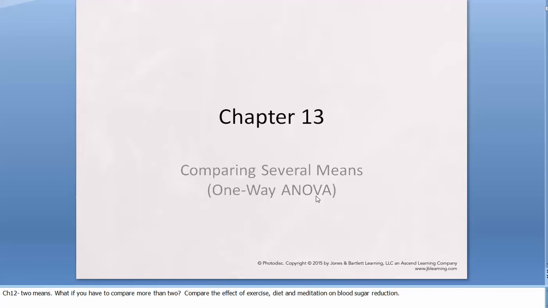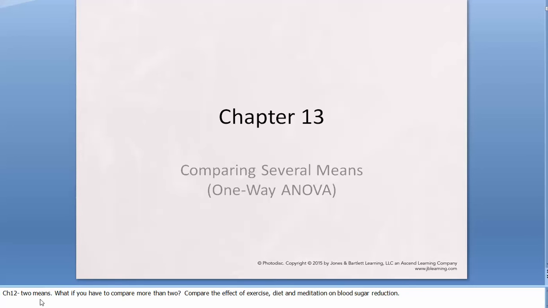Now, what is the purpose of this chapter? It is to compare several means. Remember in chapter 12, we did hypothesis testing and also came up with a confidence interval formula to make inferences about the difference between two means. In other words, you are comparing two different means, like the birth weight differences between male babies and female babies.